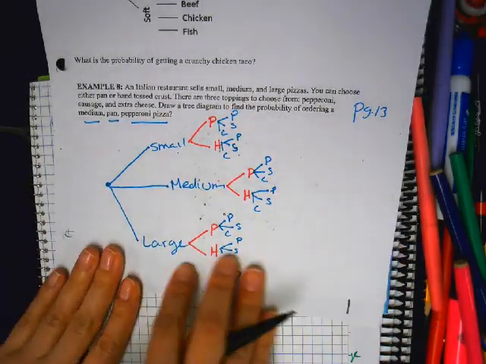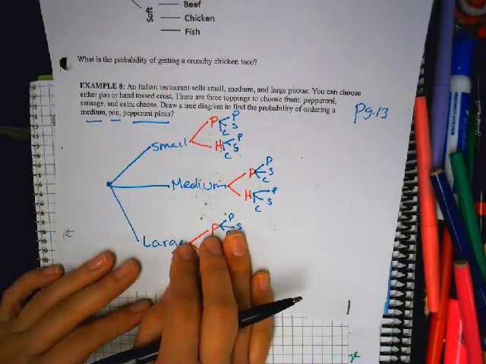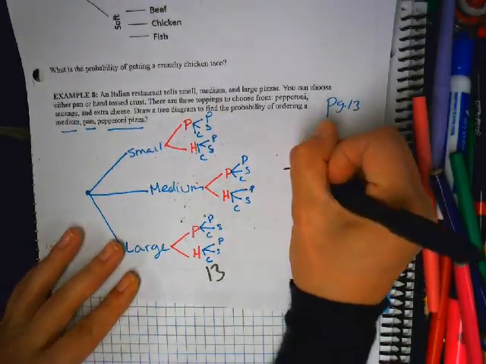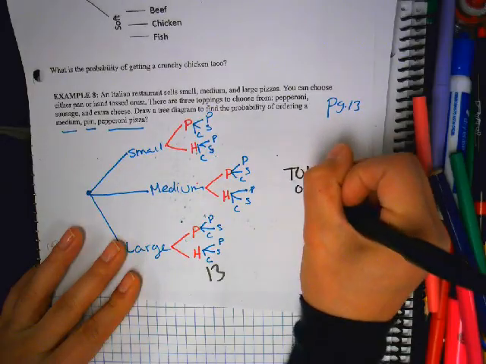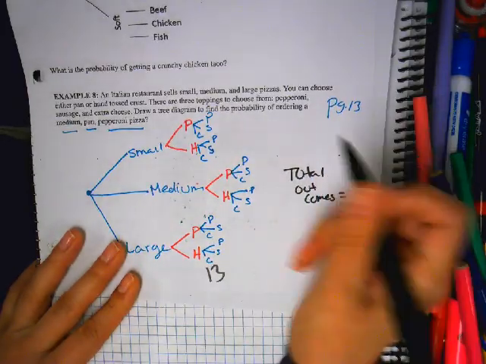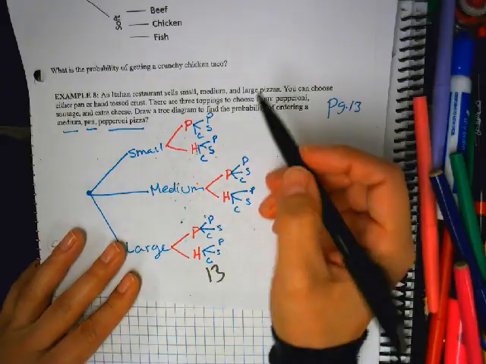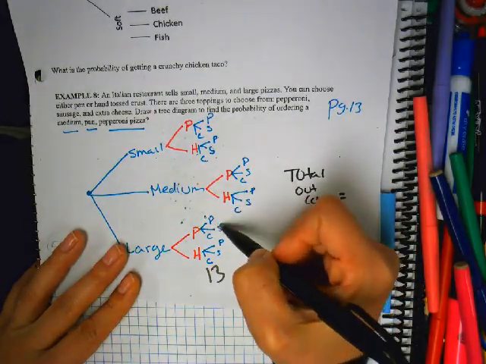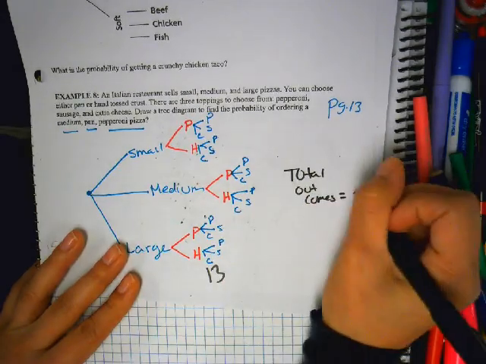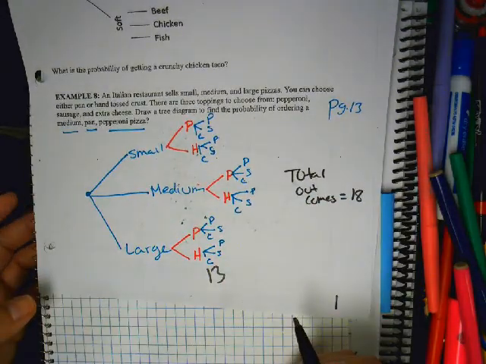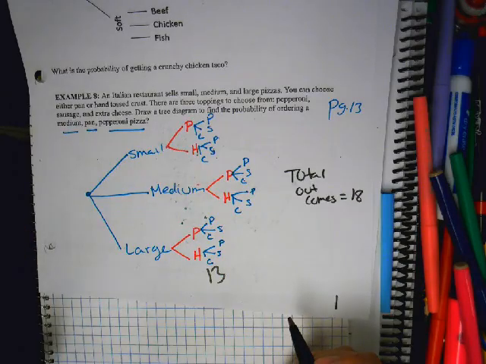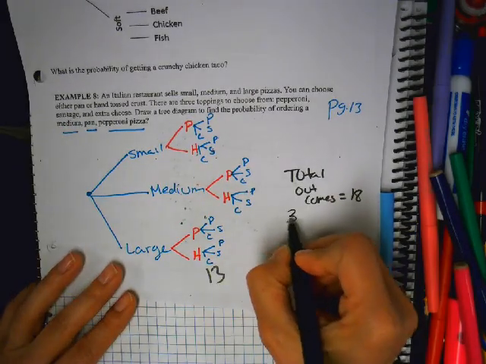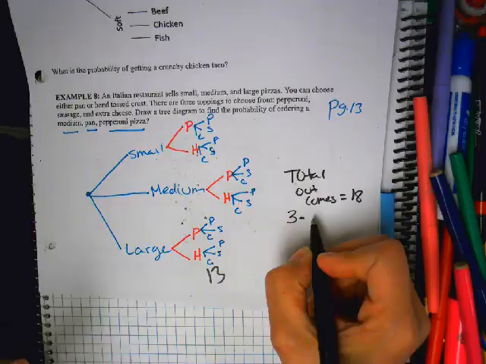Okay, so here we go. How do I determine what is the total outcomes? Count the ends, right? Your branches. So 18. Now, how can I do it without actually doing the tree? The shortcut. The shortcut is you take all of your choices. So how many choices did we have at the beginning? 3. How many choices did we have second round?